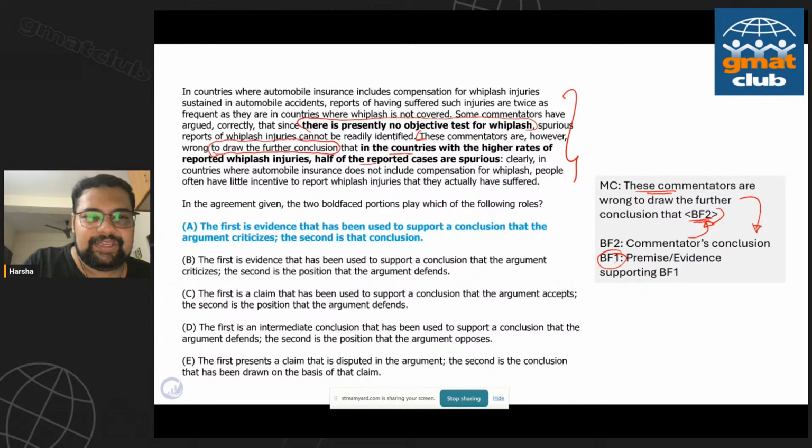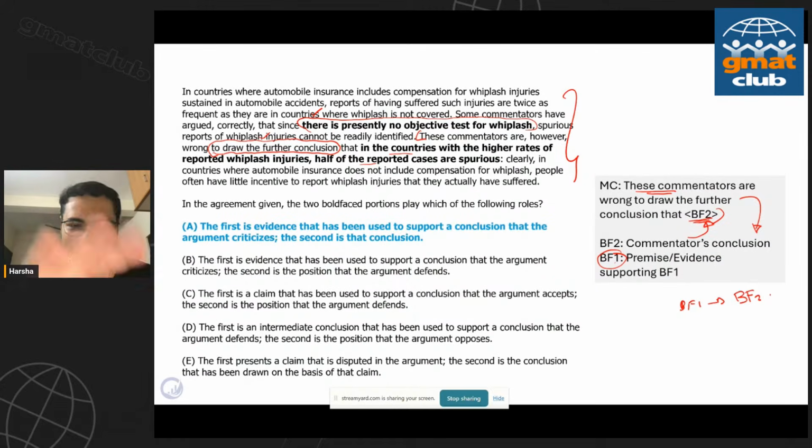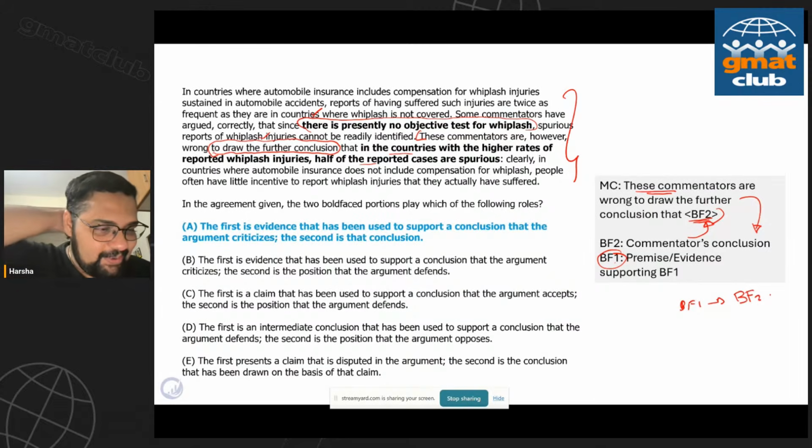All the clues are there in the language. You just have to pay attention, right? So boldface 1 is premise evidence which is supporting the commentator's conclusion. Boldface 2 is the commentator's conclusion. The main conclusion says that the commentator's conclusion is not right. All of that are the general ideas before we go to choices.